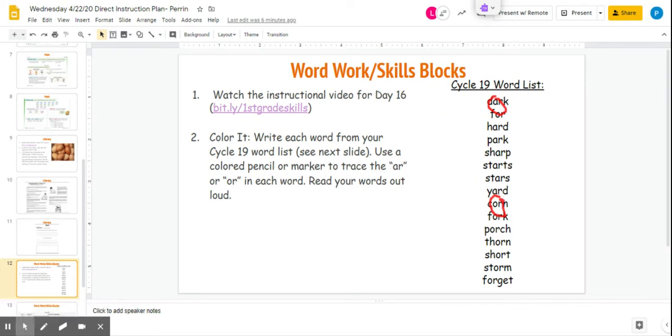So I want you to write the words from your Cycle 19 word list, and I want you to use a color pencil or a marker or crayons or anything you have, just a regular pencil too, to circle those AR or OR, and I want you to read your words out loud to someone.